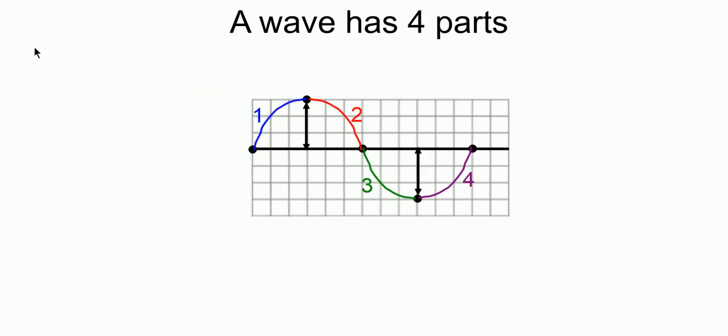Now, in discussing wavelength, I like to say that a transverse wave has four parts. Center line to crest, part 1. Crest to center line, part 2. Center line to trough, part 3. And trough to center line, part 4.